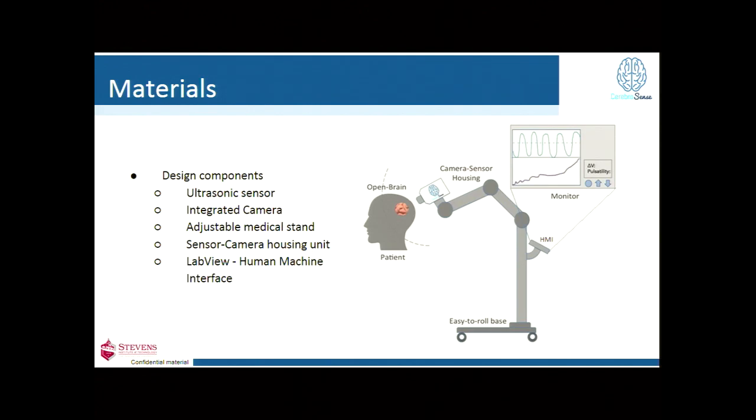We've also created an adjustable medical stand and a sensor camera housing unit. Finally, we've developed a human-machine interface using LabVIEW. So that is the interface for the neurosurgeon and anesthesiologist to gather readings and input the necessary parameters.